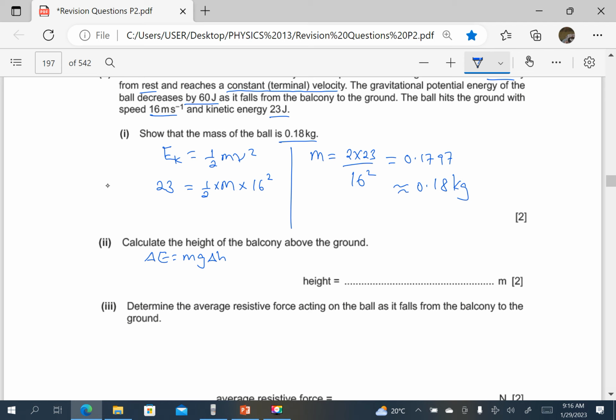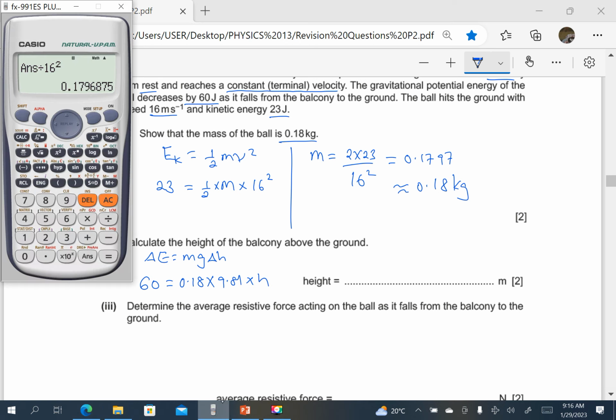So the decrease is 60 joules. We have already got them. Oh, they have given us the mass is 0.18. g is acceleration of free fall, which is 9.81 times the value of h. So we shall just divide both sides from our calculator.